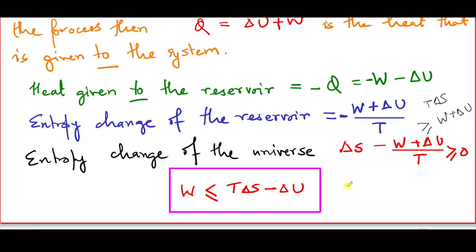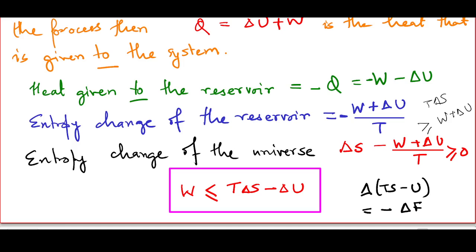Now, sometimes some books, I've seen some books which do this, they write the right hand side as delta of Ts minus U, which is of course correct because T is constant throughout the process. And then, given that U minus Ts is the Helmholtz free energy, they sometimes write this as minus delta F.